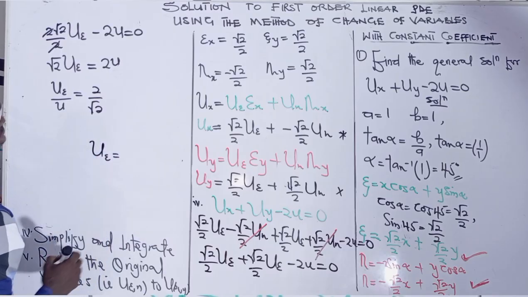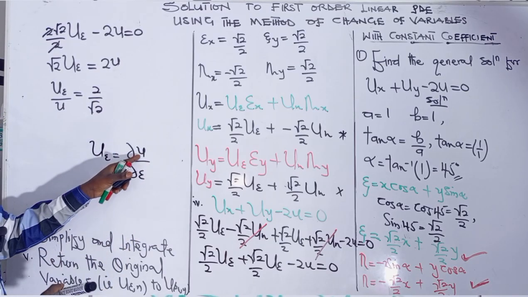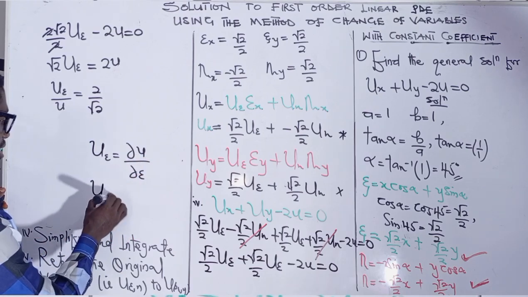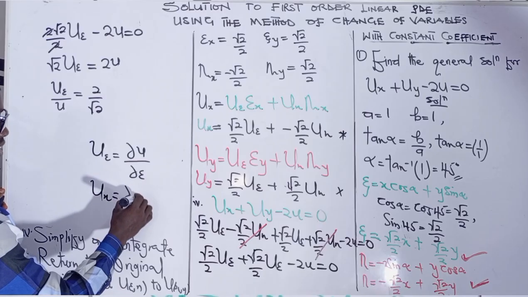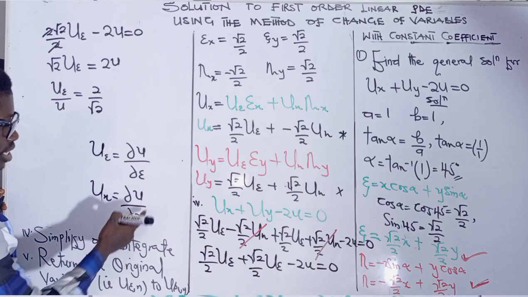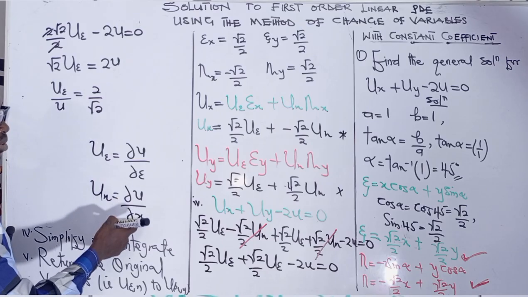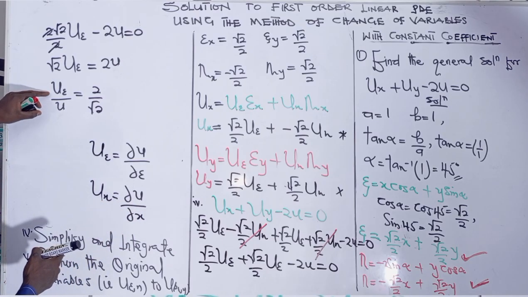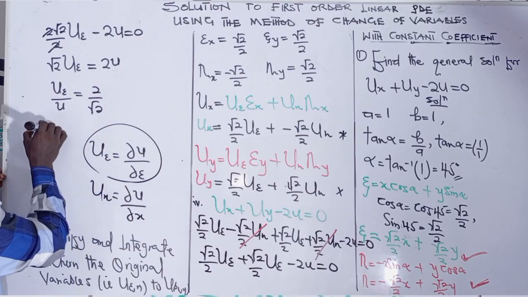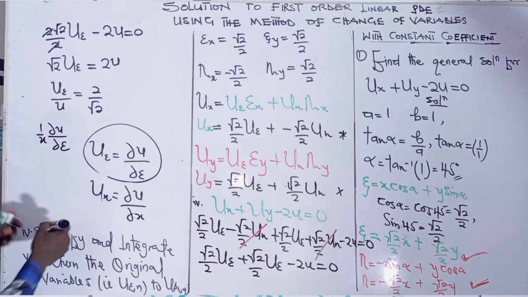Now we know that u Zaya can be written as del u del Zaya, the partial derivative of u with respect to Zaya. Because if we have ux, we can write it as the partial derivative of the function u with respect to x. That is del u del x. Under the notation for PDE, we came across this. So we can write this as 1 over u del Zaya.